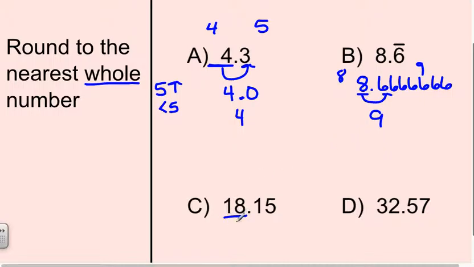Here, my number is 18. My whole number is 18. The 1 tells me that the 8 is going to stay the same. So this whole number is still 18. 18 and 1/500ths is closer to 18 than it is to 19.